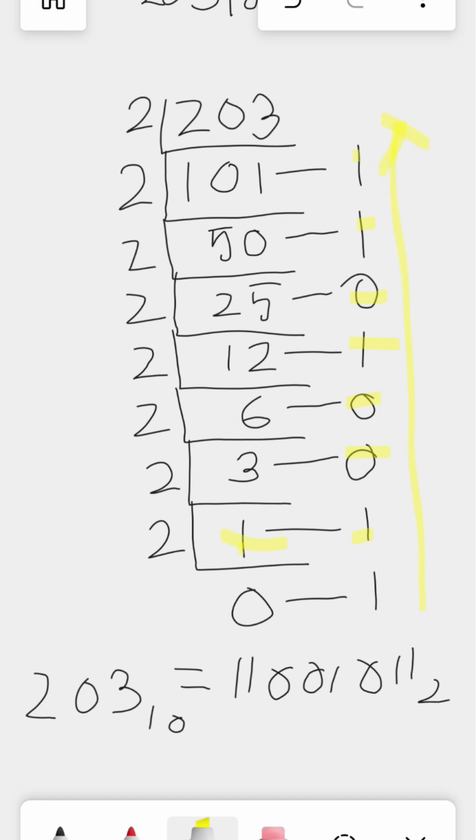In the next video we are going to learn how we can convert a binary number, meaning a number in this form like 1010, into decimal. So stay tuned. Today we learned decimal into binary.